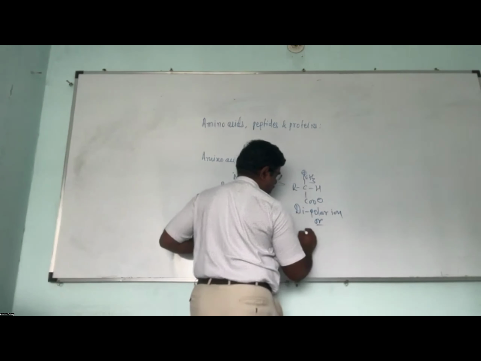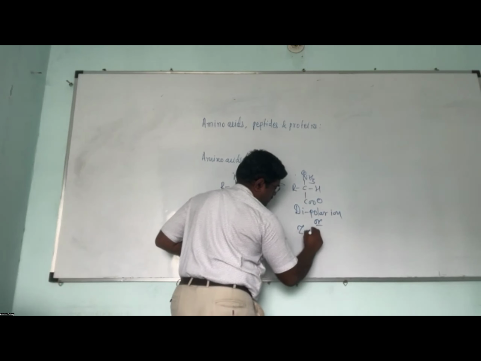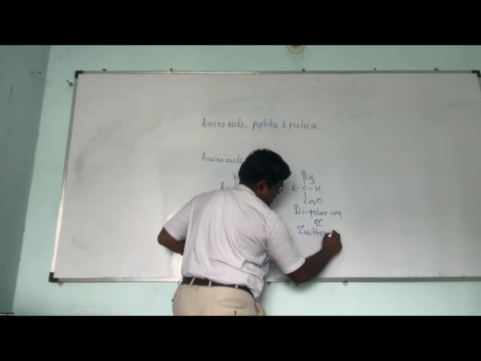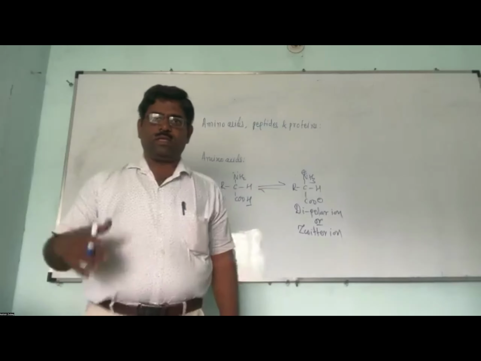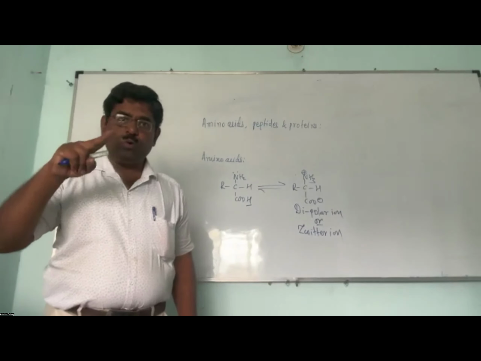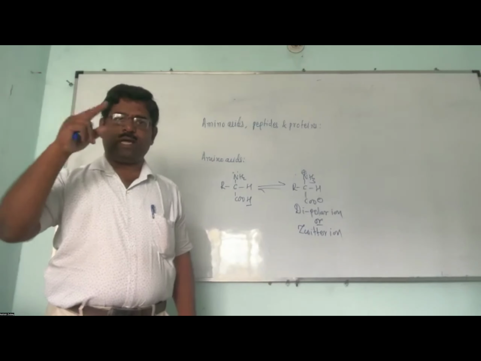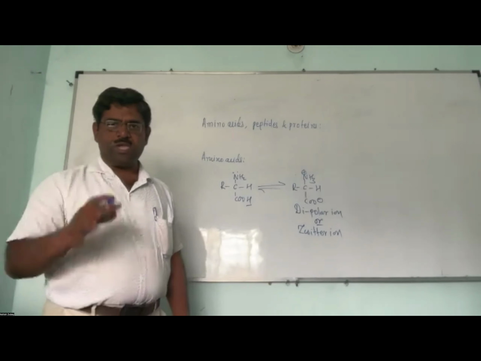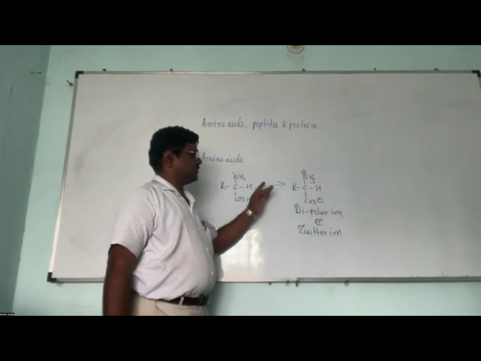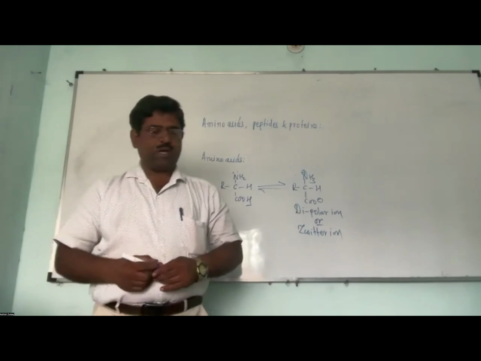Or it is also called zwitter ion. So what is a dipolar ion or zwitter ion? An ion containing two charges, positive as well as negative, that exists at a particular pH, is called a zwitter ion or dipolar ion.